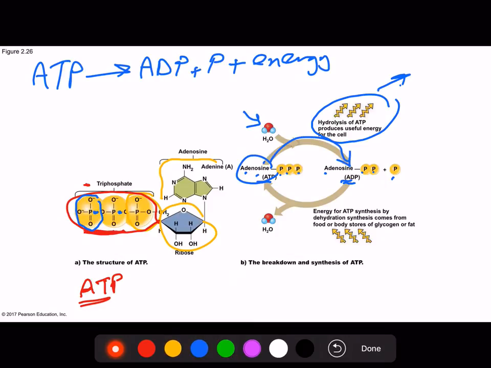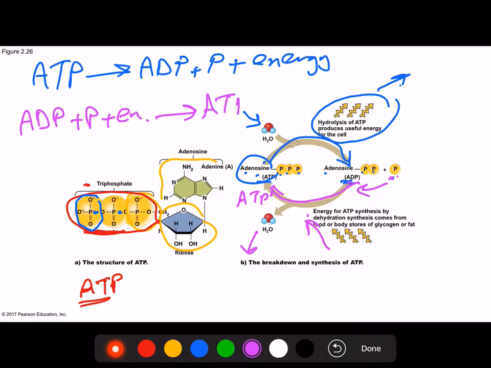If we want to get it back, if we have extra energy, we have an extra phosphate group, we have ADP, we will reverse the reaction. And that is a dehydration synthesis reaction. We will put in energy, we'll take out water, we will add the phosphate group, and we will end up with ATP. So ADP plus phosphate plus energy will give us the ATP again. So whenever our body needs energy, it will use these ATPs. Whenever the body is making energy and wants to store it, it will use this reaction.